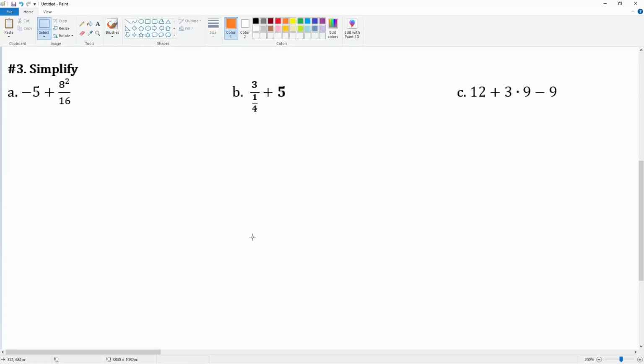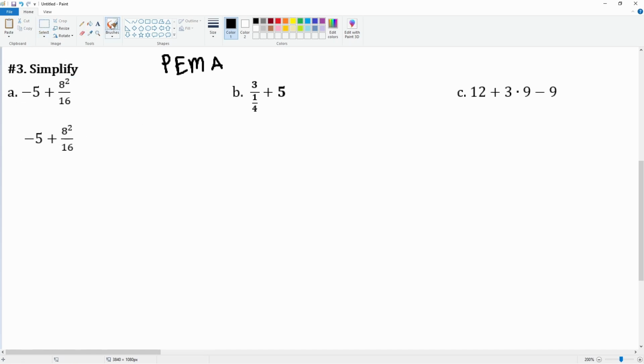Number 4 asks us to simplify this expression. To simplify this expression, we have to follow the rule of PEMDAS: parentheses, exponent, multiplication, and then addition. Right? So we take a look at this. This is the equation itself. And the first thing that we can do is the parentheses.